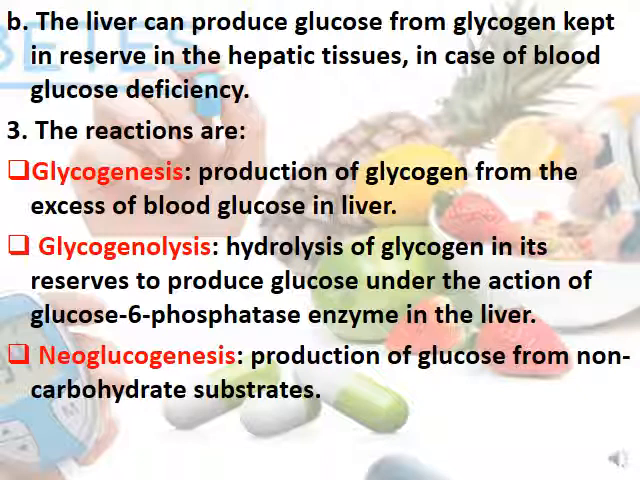In the case of blood glucose deficiency, part 3 talking about the reactions. So we have three types of reaction. Glycogenesis. Genesis, as I said, genesis is the production of. So glycogenesis, production of glycogen from the excess of blood glucose in the liver. Glycogenolysis, hydrolysis of glycogen in its reserves to produce glucose under the action of the enzyme glucose 6-phosphatase in the liver. Neoglucogenesis, production of glucose from non-carbohydrate.